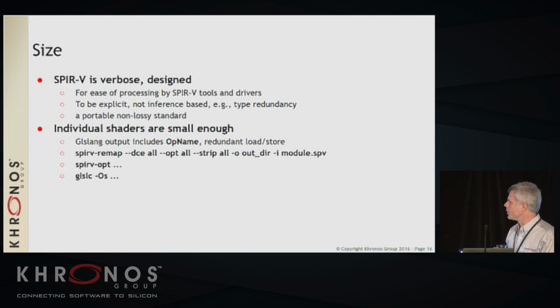And like I said, the individual shaders are small enough. GLSlang actually includes some debug information, names, and some other things which can be stripped back out. The remapper has some example ways of stripping that stuff out, and there'll be other things in the SPIR-V tools directory for doing that. Some examples shown there.